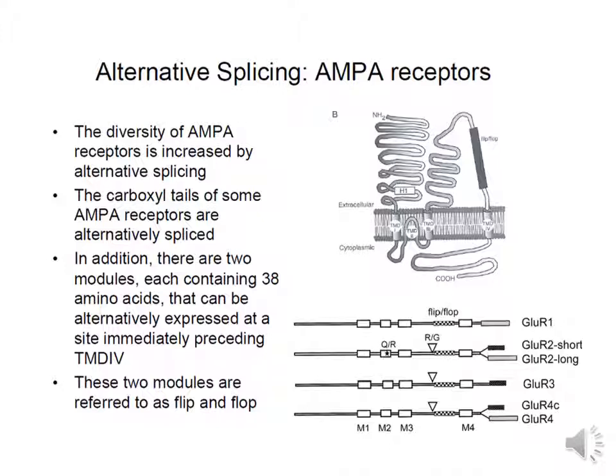And this is the so-called QR editing site. So GLU-A2 subunits that contain the Q amino acid are calcium permeable, while the GLU-A2 subunits that contain the arginine amino acid are not. And almost all the GLU-A2 protein expressed in the CNS is the GLU-A2R form, giving rise to calcium impermeable AMPA receptors.